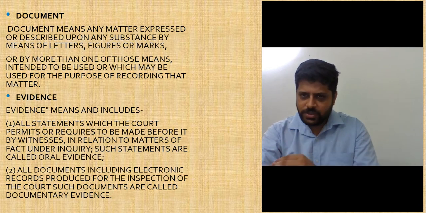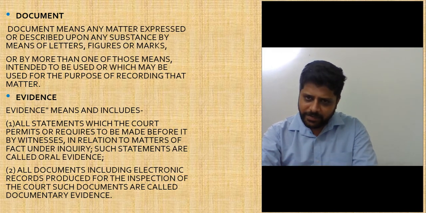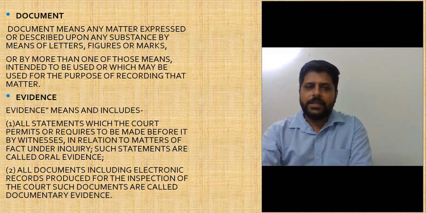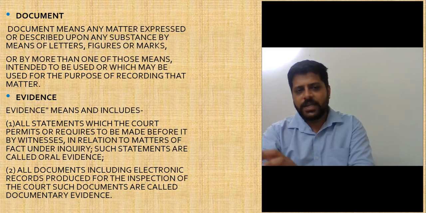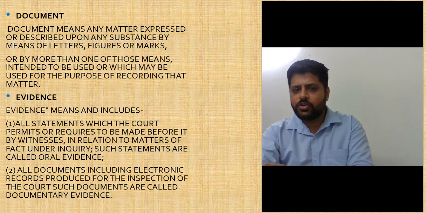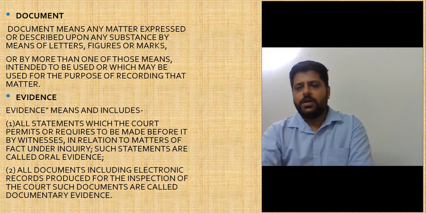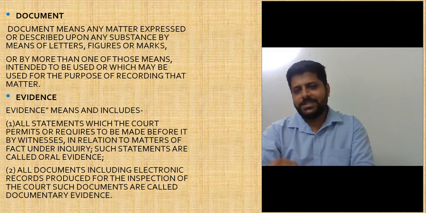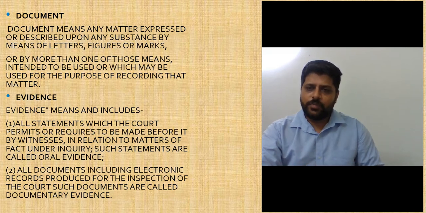So in the definition of evidence, you will see two definitions have been included. One is given as oral evidence, one is given as documentary evidence. Oral evidence says that whatever statement has been given by the witnesses in relation to the fact and issue will be known as oral evidence. And documentary evidence says that any document, including electronic records, whether it is recorded somewhere or whether it is a document which talks about the fact and issue, will be called documentary evidence. I hope you have got the definition of document and documentary evidence.